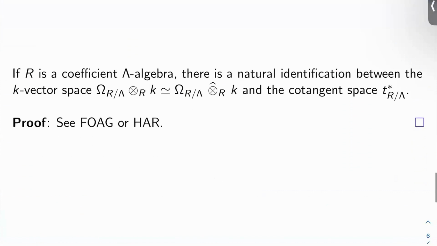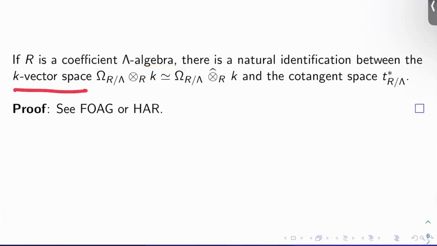Here's another example. If R is a coefficient lambda algebra, there's a natural identification between the K vector space omega of R over lambda tensored down to K, that is omega of R over lambda completed tensor product over R down to K, and the cotangent space T star of R over lambda from the previous videos. For a proof of all these things you can see Bakil's book or Hartshorne's book.